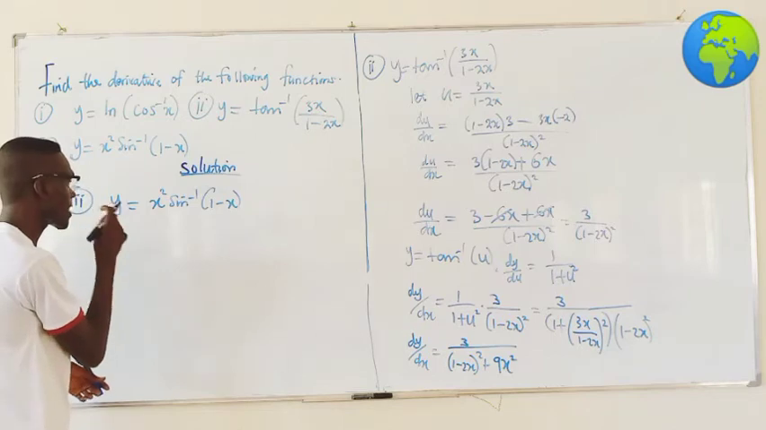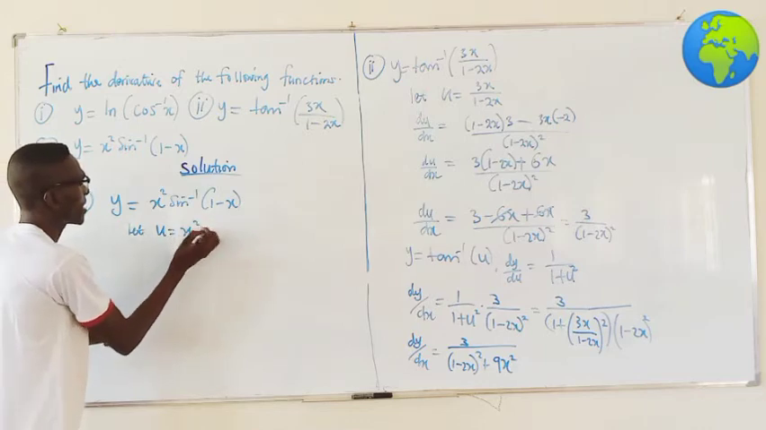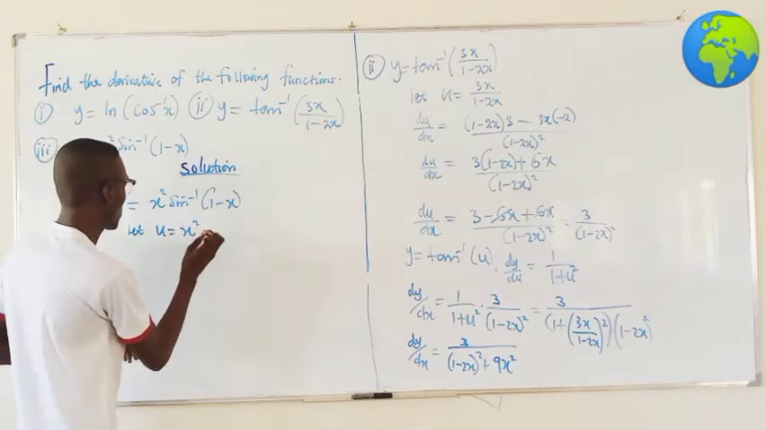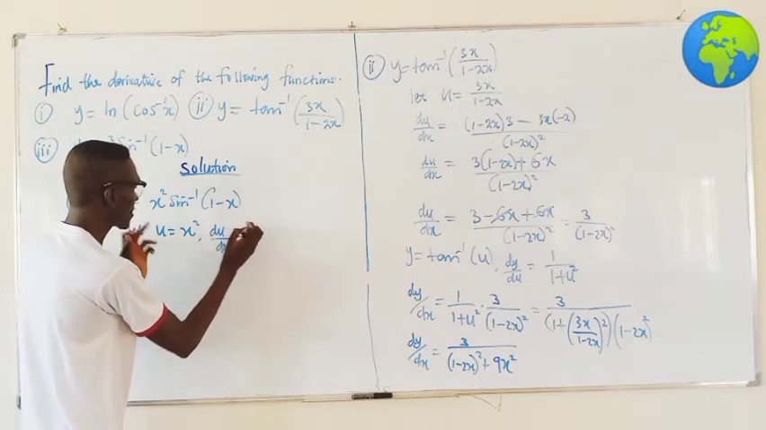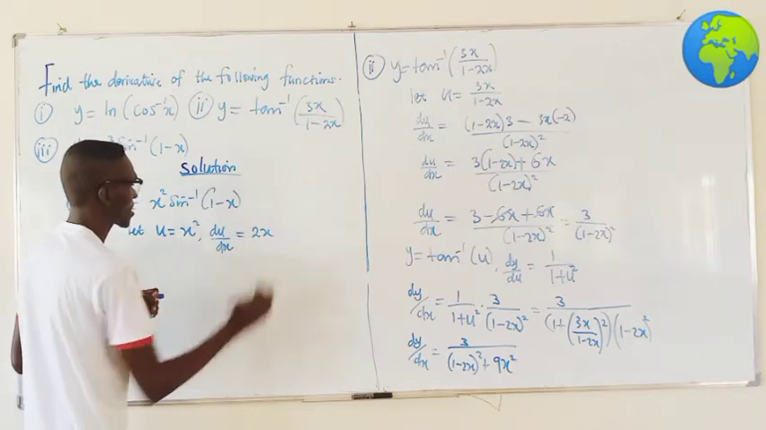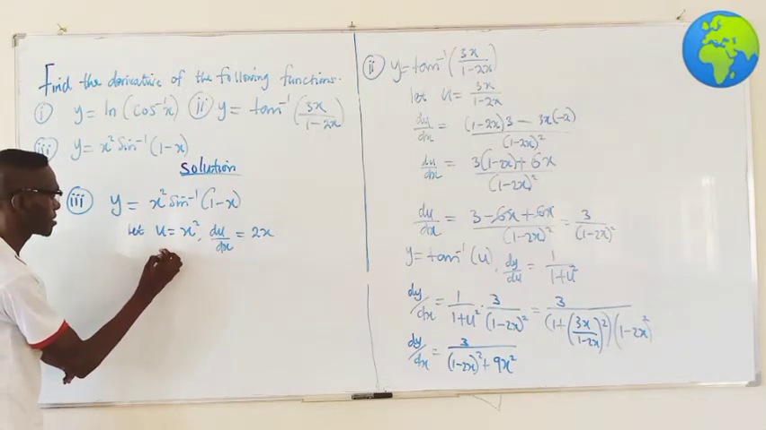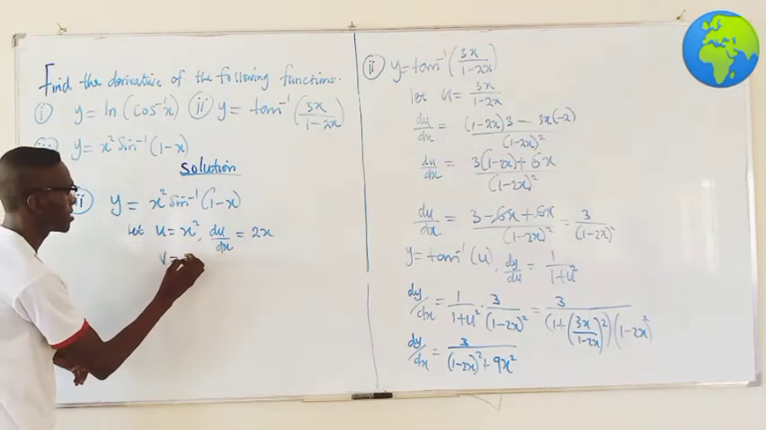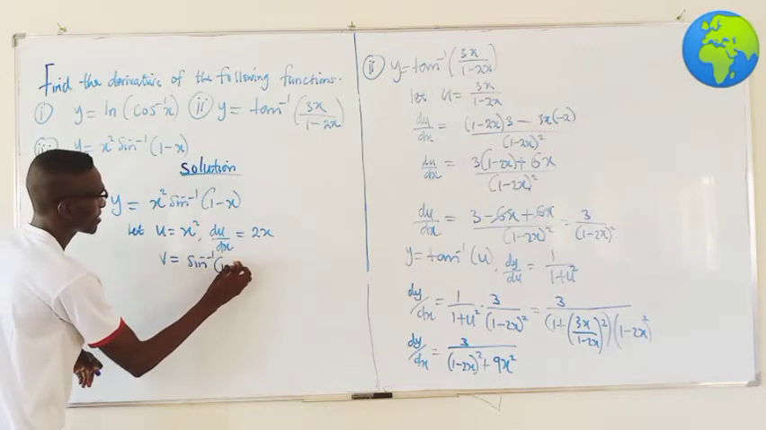So what do we do about that? We just pick our u. We say let u is equals x squared, no problem. What is our du dx? If you differentiate this, du dx is going to be 2x, right? So we'll be having, what is our v? V is going to be sine inverse of 1 minus x.